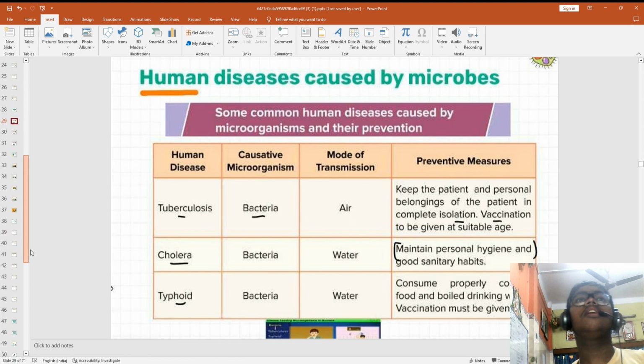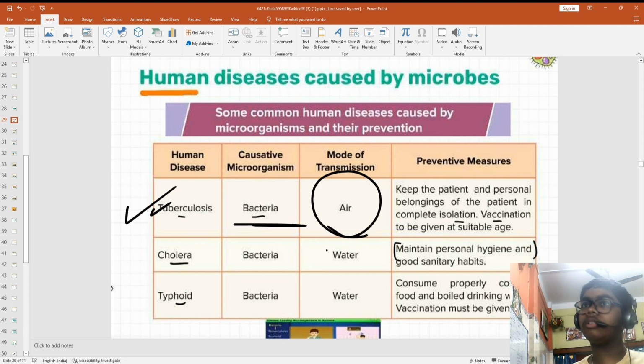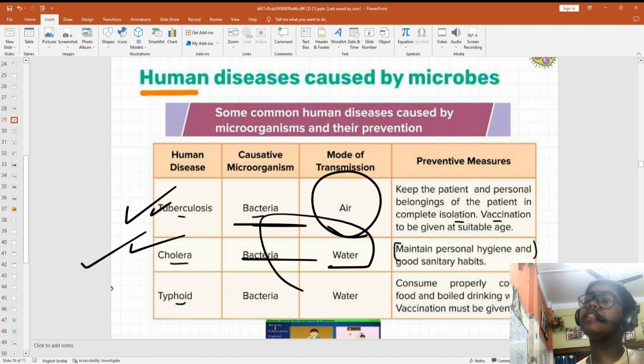Like in humans, we have tuberculosis. It's caused by bacteria. It is transmitted through air, a communicable disease. Okay. Now we should keep the patient isolated. We should vaccinate the person. Cholera is caused by bacteria transmitted through water. We have to maintain personal hygiene because unhygienic sanitation will lead to this. Okay.